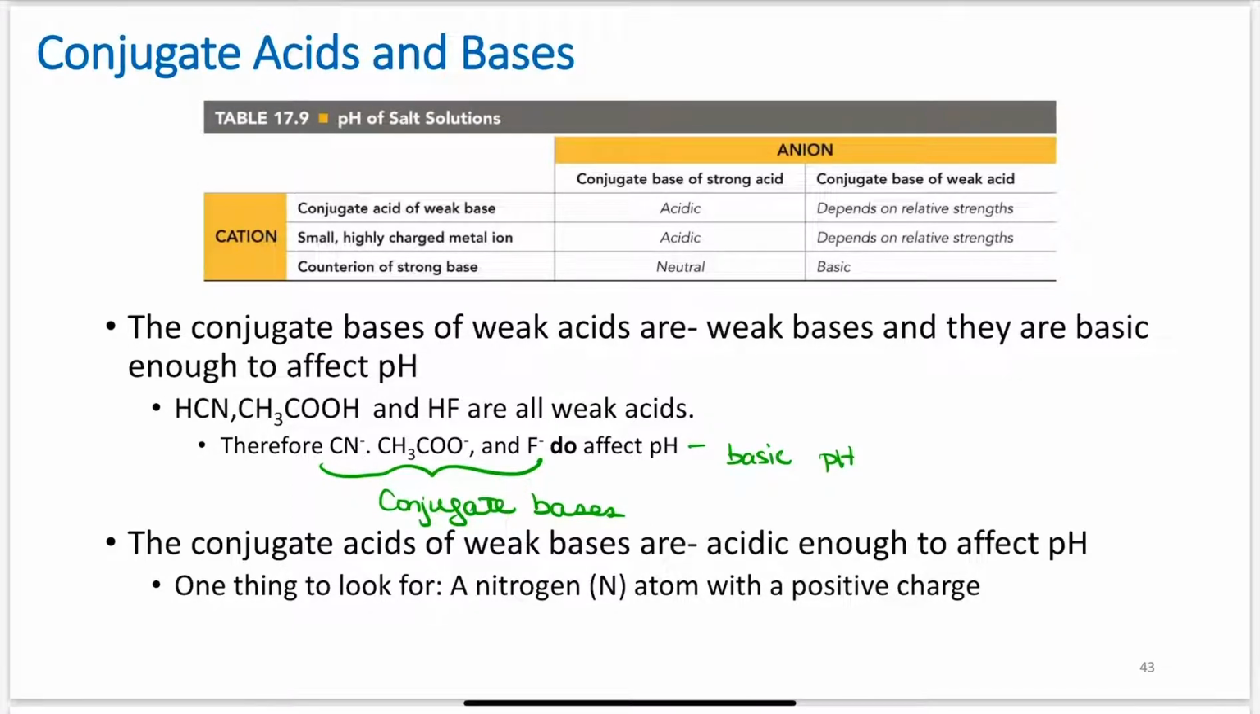And the conjugate acids of weak bases are acidic enough to affect pH. So one thing to look out for is a nitrogen atom with a positive charge. Nitrogens form amines. Remember amines from first semester? And if I form it with a positive charge, that's how I go from ammonia to ammonium. This is absolutely acidic.